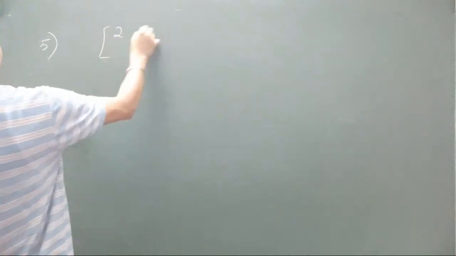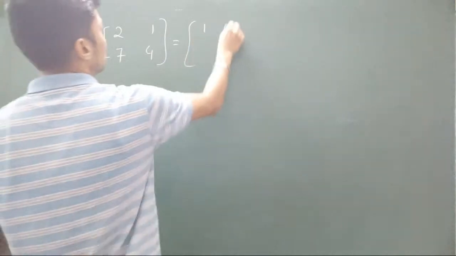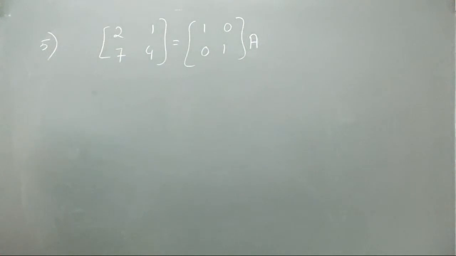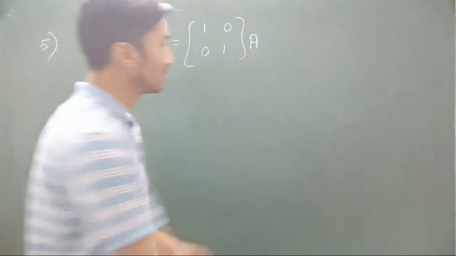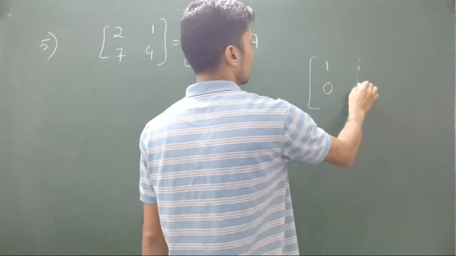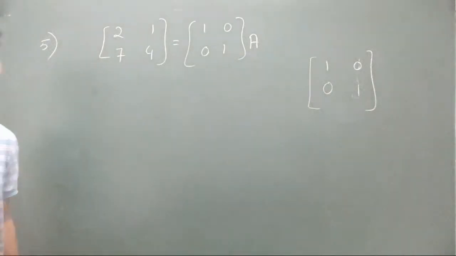Okay. Alright, one more. Number 5, randomly, let's pick up questions. I am going to write down the equation directly, okay? So, 2, 1, 7, 4, equals 1, 0, 0, 1, A. Ready? So this is also a 2 by 2 matrix. So I'll write down here 1, 0, 0, 8, 1, 0. Let us begin.